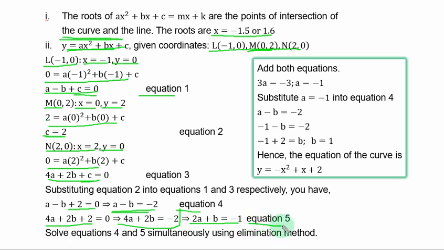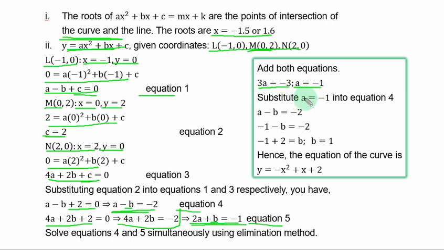So solve equations 4 and 5 simultaneously using elimination method. Okay, let's check the two equations 5 and 4. We can eliminate b by adding. B has the same coefficient in both equations. So let's start by eliminating b, and you do that by adding since the signs are opposite. So if you add, you have 3a equal to minus 3. That implies a is equal to minus 1.